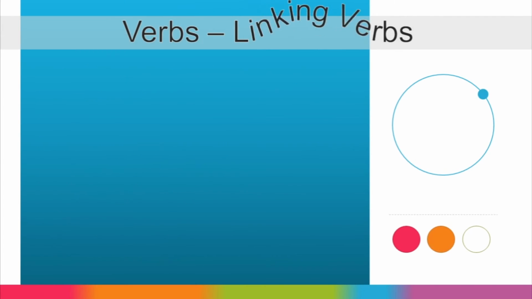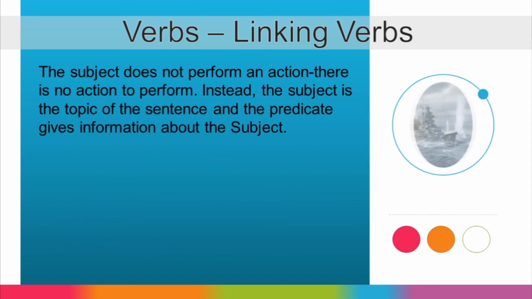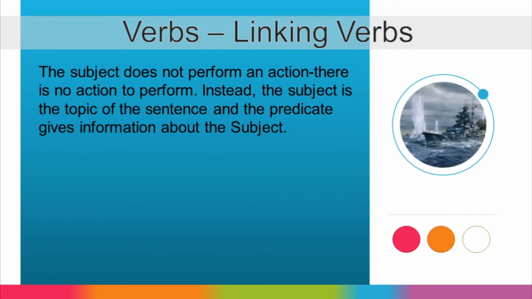Now let us talk about linking verbs then. The subject typically does not perform an action. There is no action to perform. Instead, the subject is the topic of the sentence, and the predicate gives information about the subject. The journey was terrible and dangerous.